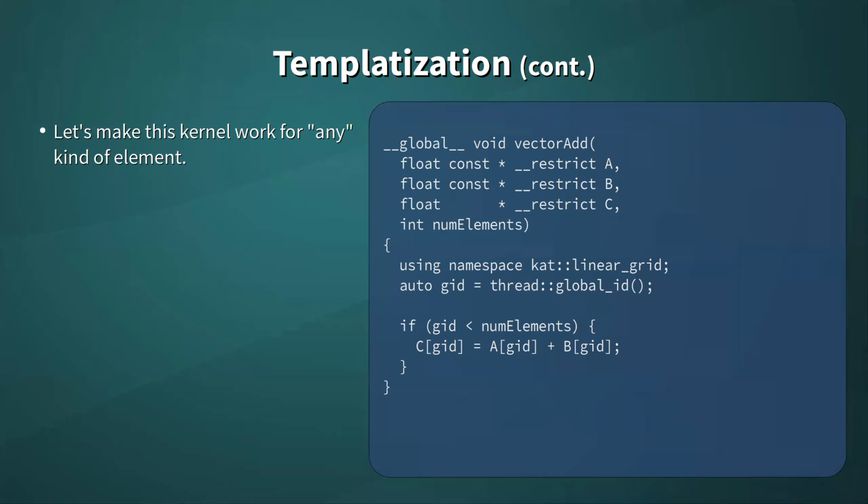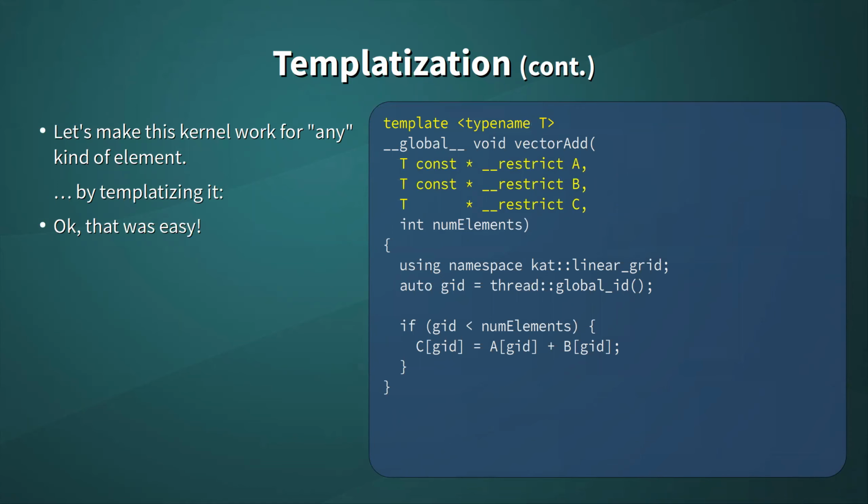Okay, so the next thing I want to do with this kernel is make it a templated kernel, so I want it to work for different kinds of element types. Obviously it's C++, so we want to use a template. So this is my template. The type name is T, still const restrict. And that should work, right?